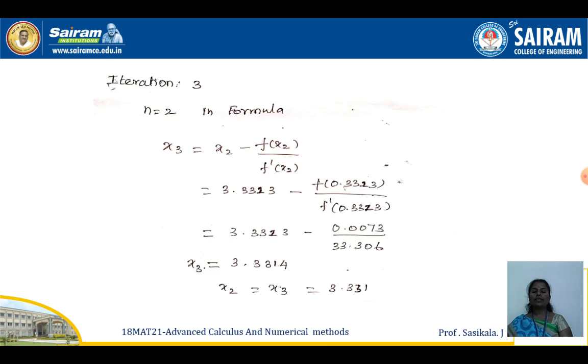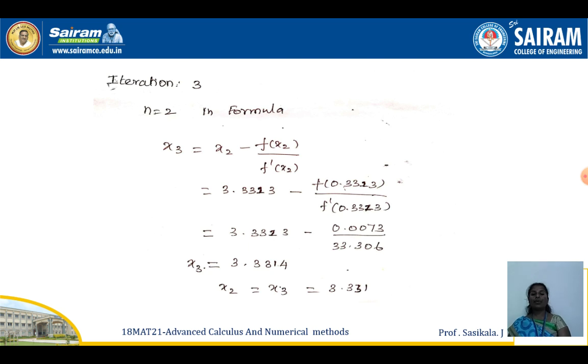So x2 is nothing but 3.3313. Now you can see in iterations 1 and 2, only 1 decimal place matches, because it is 3.3 only that is matching. So obviously I should move on to the next iteration. So n is equal to 2, you can replace in the formula. You will get your x3, which is x2 minus f of x2 by f dash of x2. So 3.3313 minus the f of x2 value and f dash of x2 value. You can substitute and simplify using the calculator as usual. I can get my x3.